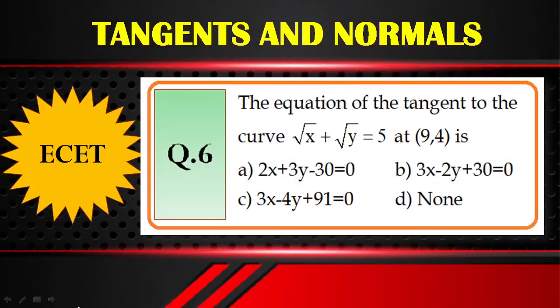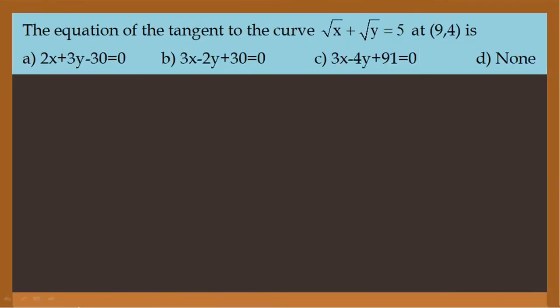Dear students, see the question number 6. Read the question and write it. The question is, the equation of the tangent to the curve root x plus root y is equal to 5 at the point (9, 4) is, options are 2x plus 3y minus 30 is equal to 0, 3x minus 2y plus 30 is equal to 0, 3x minus 4y plus 91 is equal to 0, none. Let us find this.